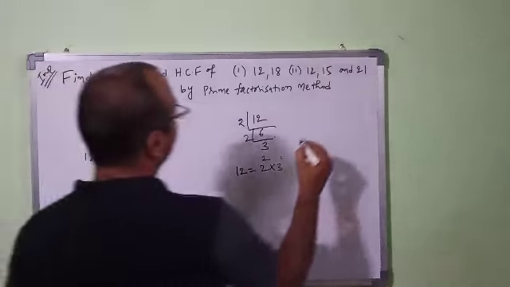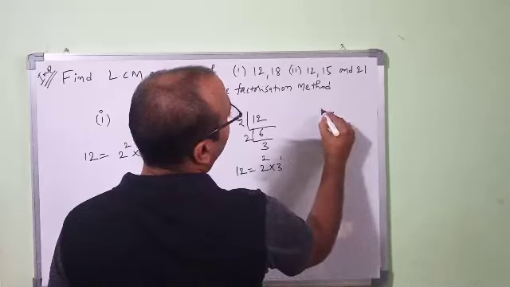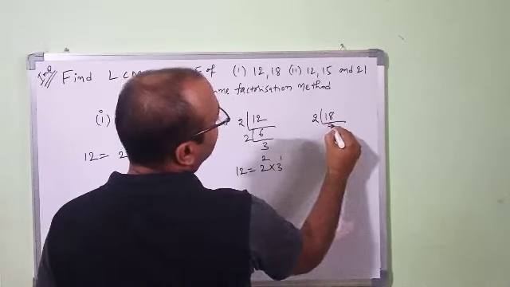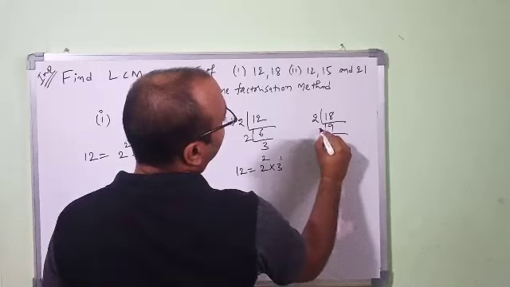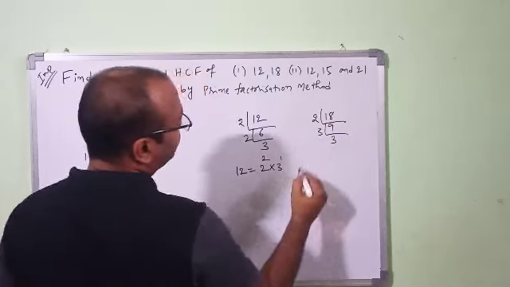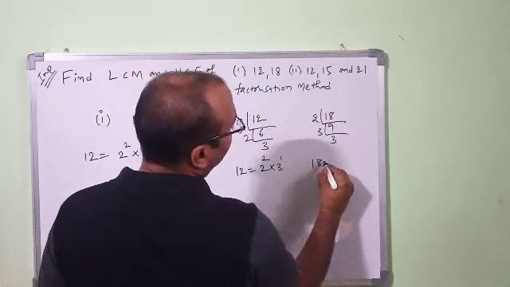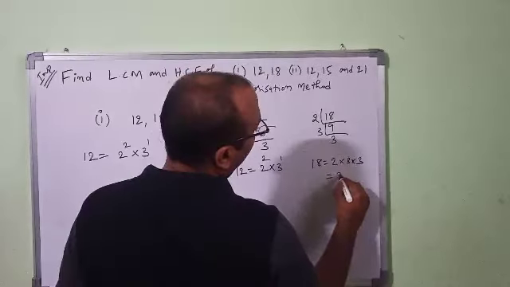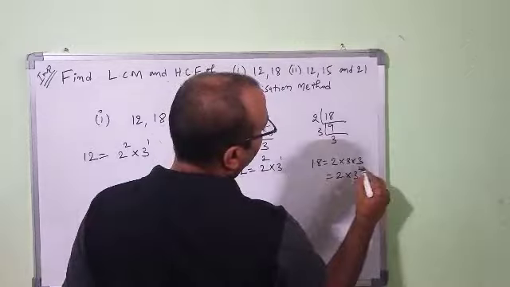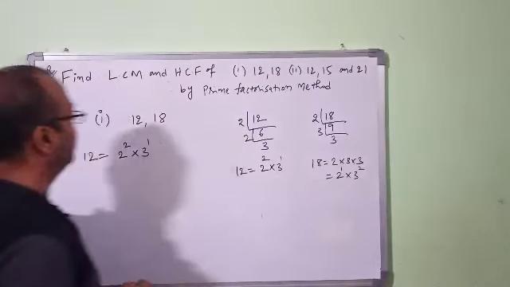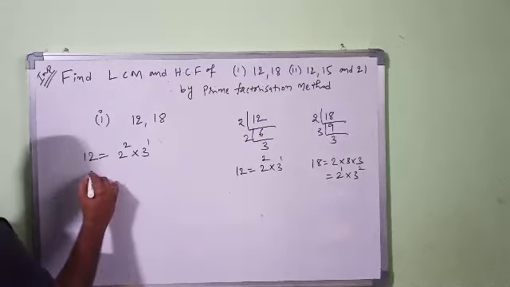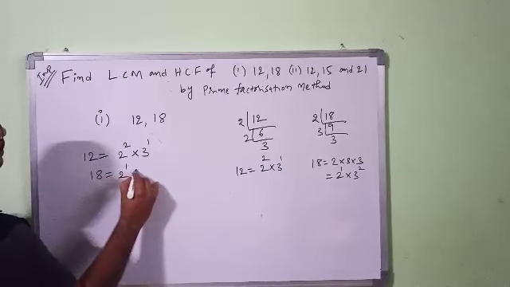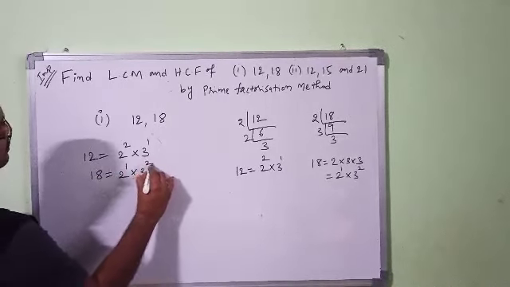In the same manner, if you take 18, again this is an even number, we will start with 2 here. 2 nines are 18, 3 threes are 9. That means 18 can be written as 2 into 3 into 3, that is 2 into 3 square. Where nothing is written, it means power 1, 2 power 1. So 18 can be written as 2 power 1 into 3 square.